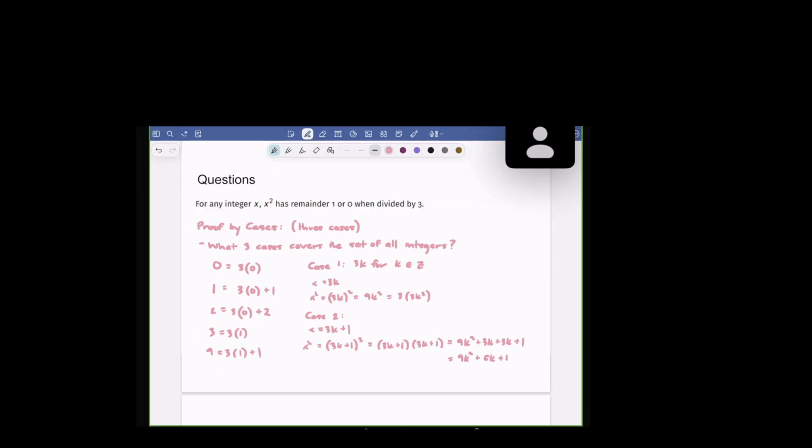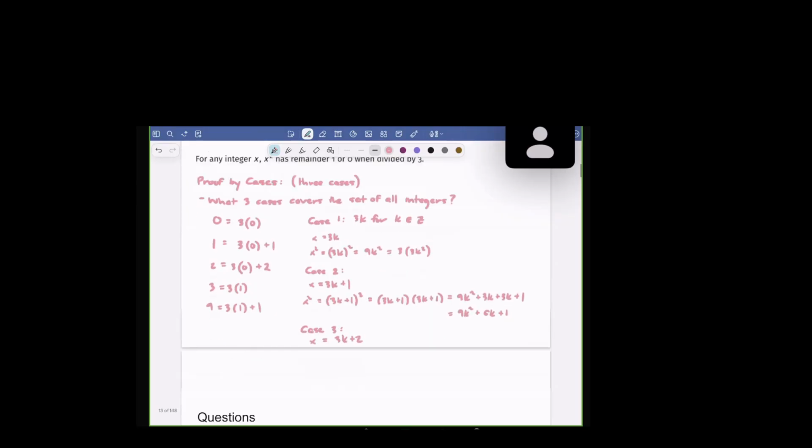And then the last case is just that x can be represented by 3k plus 2. It's more the same thing. You just go with a direct proof. No need to spend more time on this. Here's the solution you guys wanted.